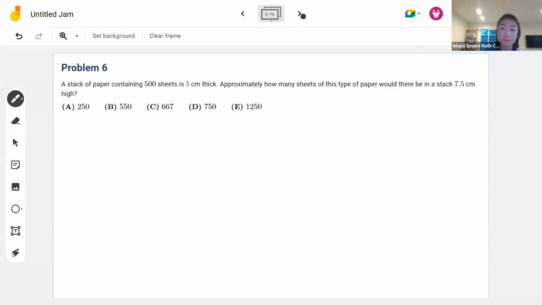Problem 6. A stack of paper containing 500 sheets is 5 centimeters thick. Approximately how many sheets of this type of paper would there be in a stack 7.5 centimeters high? So we're looking for how many sheets for a stack 7.5 centimeters high. All right, we'll take around 2 minutes to work on this problem.